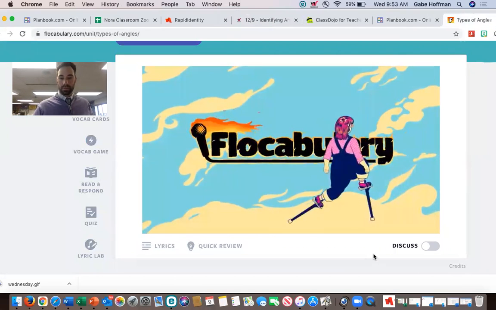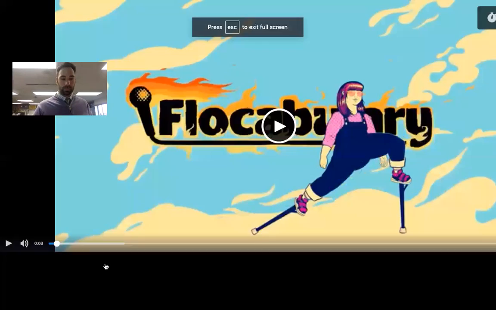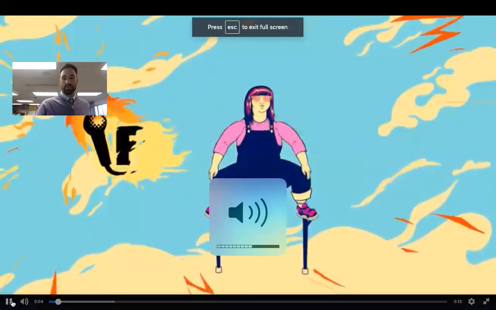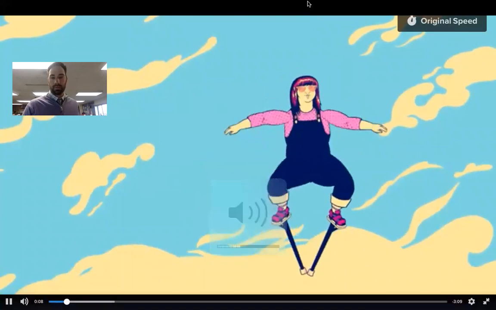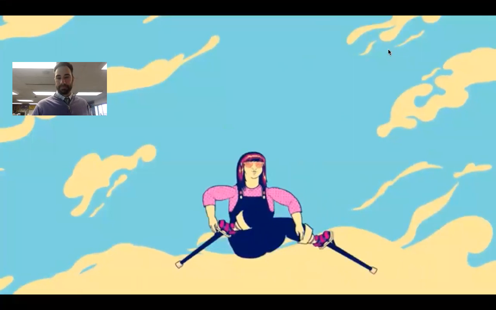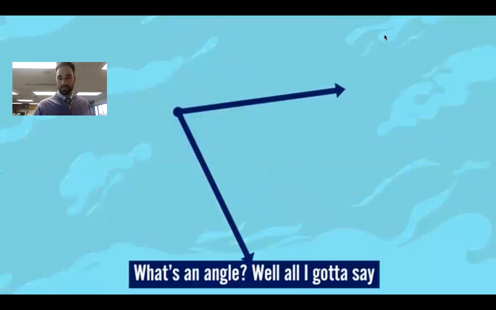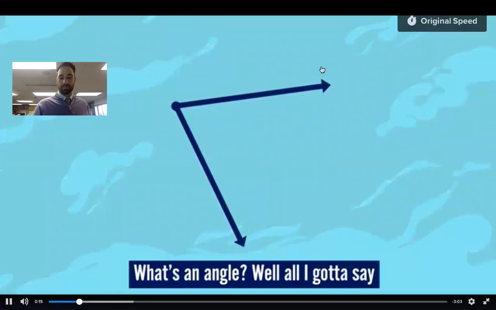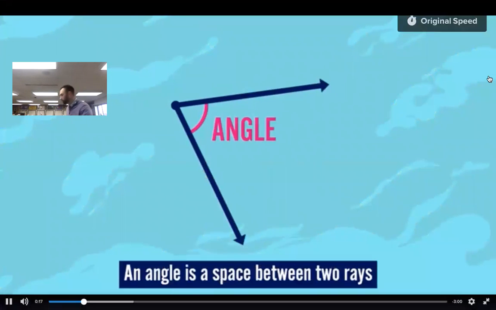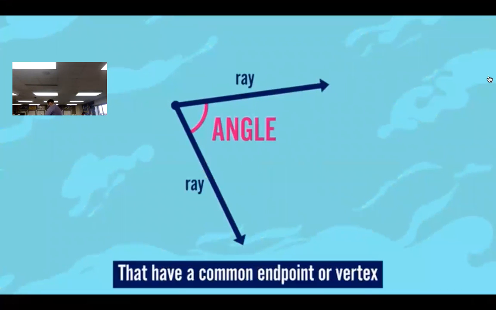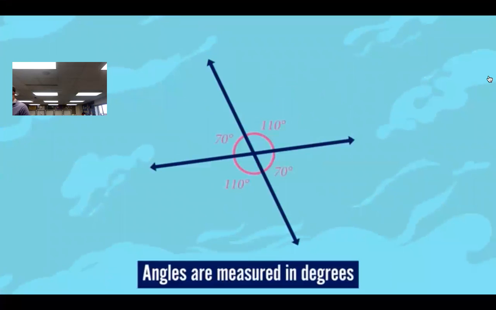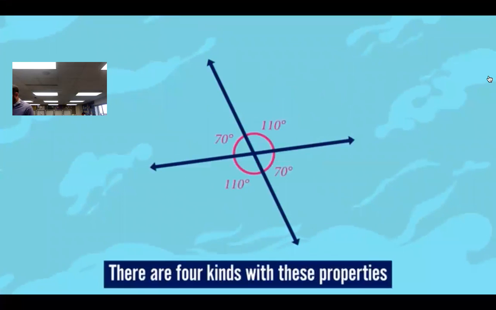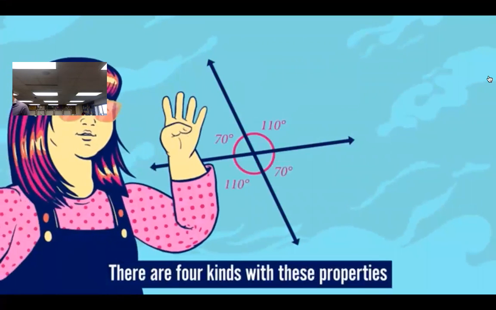Angles are everywhere, yeah. Angles are everywhere. What's an angle? Well, all I gotta say, an angle is a space between two rays that have a common endpoint or vertex, or two intersecting lines or line segments. Angles are measured in degrees. There are four kinds with these properties.